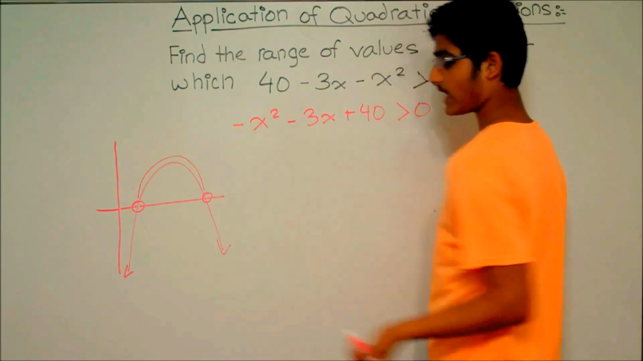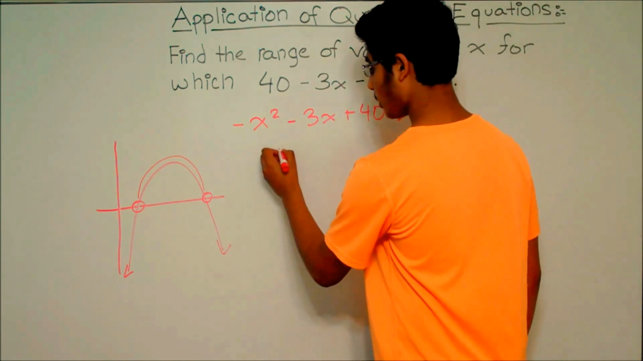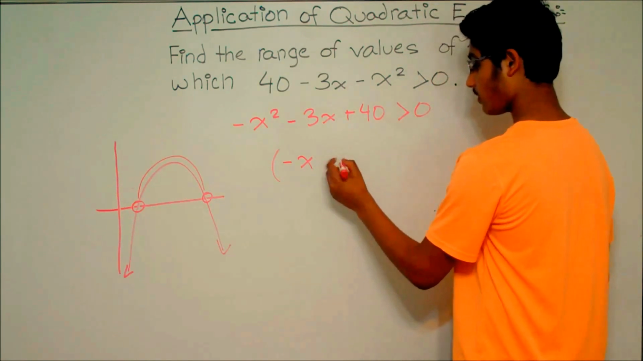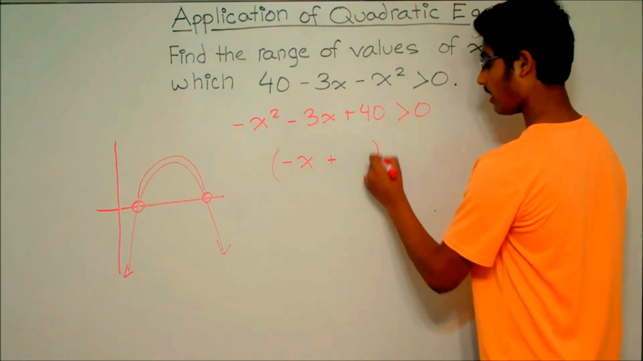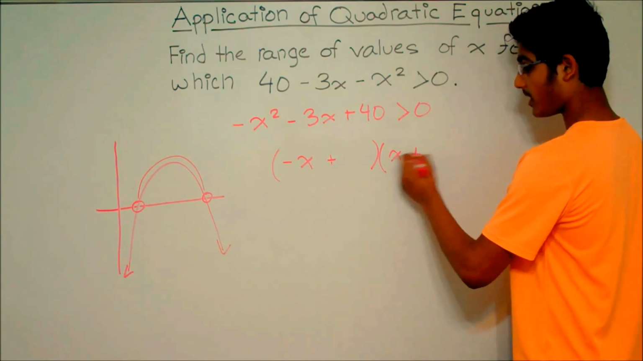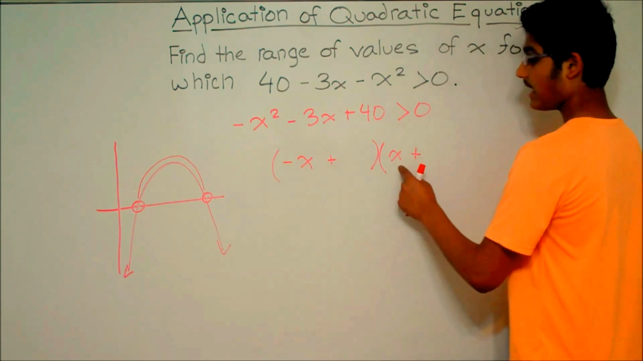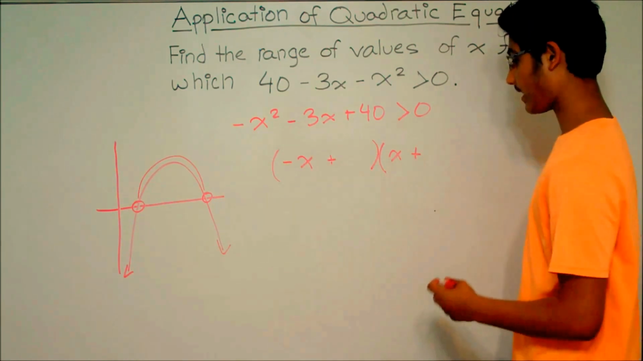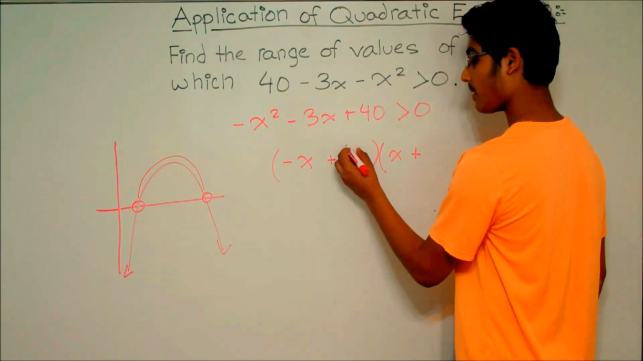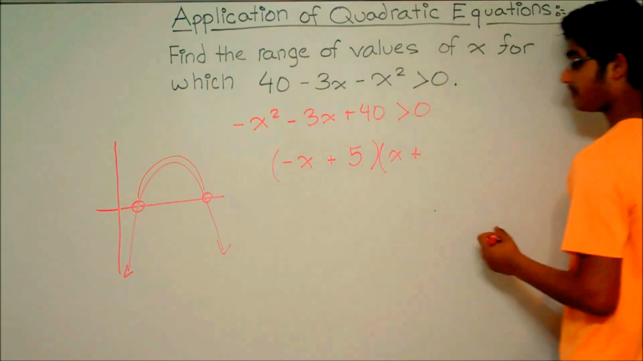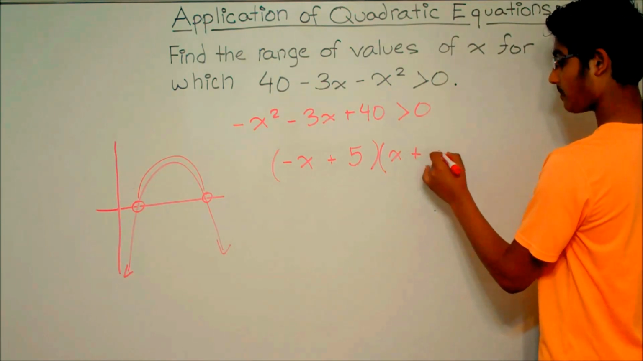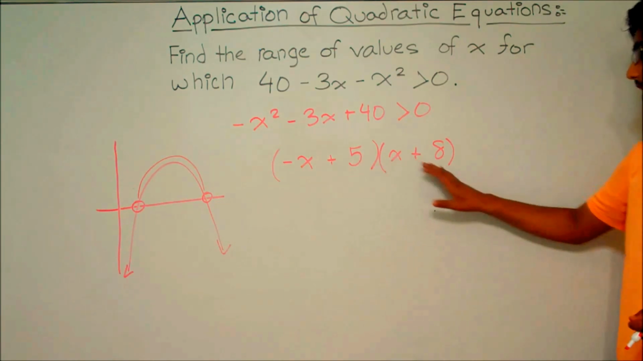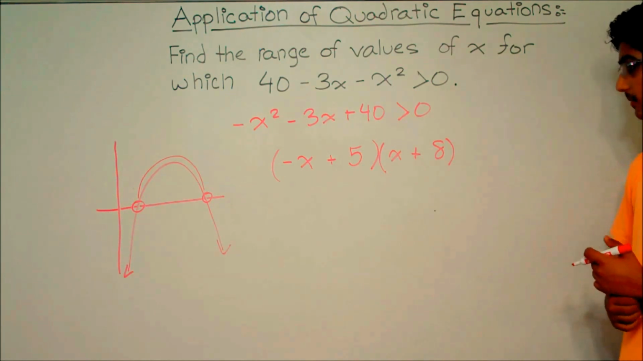So first let's try to factor this. We have negative x squared, so one factor is negative x, plus the other one would be x, and it would also be plus because this one is negative x, and since this is negative, that means that both of them can be positive to have this as a negative. So it's negative x plus 5 and x plus 8. Let's see how that works out, because 5 and 8 are both factors of 40.